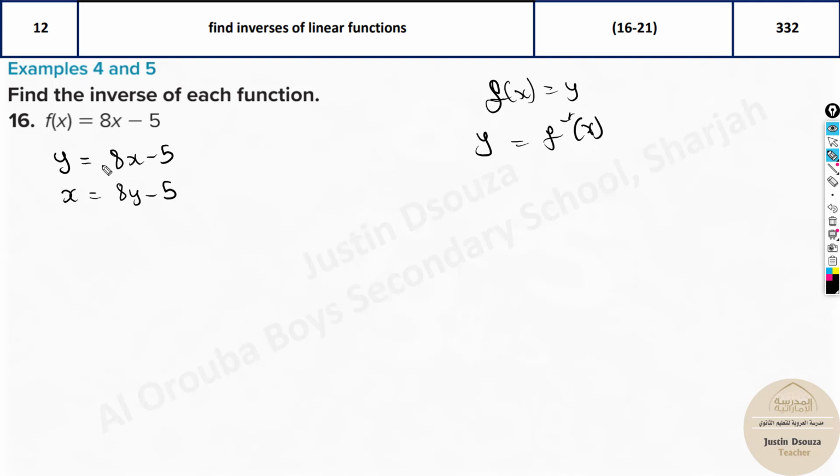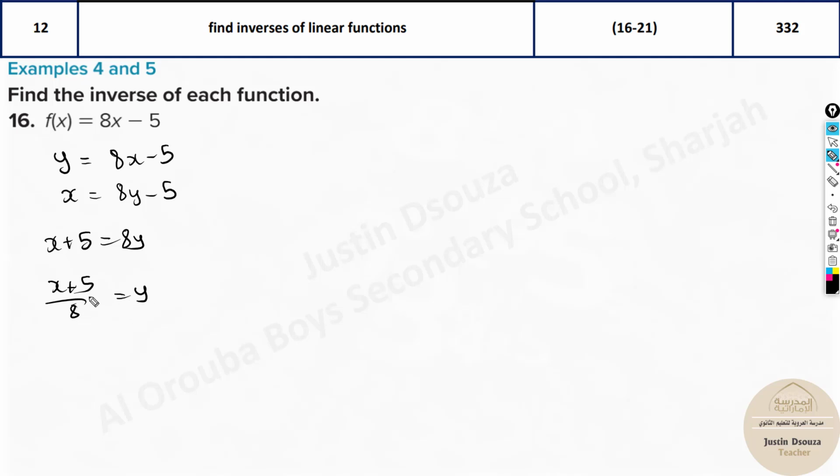Why? Because we have already swapped the original function. So it's not y exactly, it's y in terms of the inverse of the function. So now take everything to the other side and keep y alone. That means x becomes x plus 5. This 5 goes over there, divided by 8 equals y. I directly jumped steps, so I'll write in detailed steps. Here, x plus 5 equals 8y. Divide by 8 on both sides, it will be x plus 5 divided by 8 equals y. This is the answer. But don't write it like this.